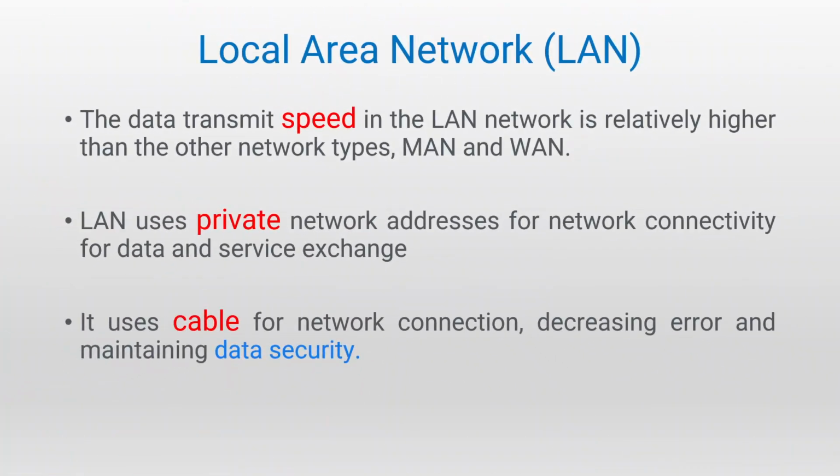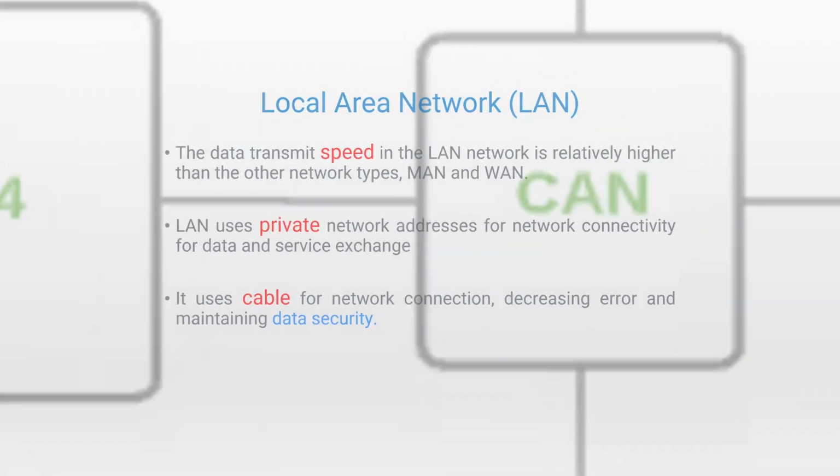Based on speed, the LAN network is relatively higher than other network types, MAN and WAN, since the shared devices are fewer. LAN uses private network addresses for network connectivity and data and service exchange. So since it is local, it will use private network addresses. It uses cable for network connection, decreasing error and maintaining data security. So we use an Ethernet cable to give the connection.